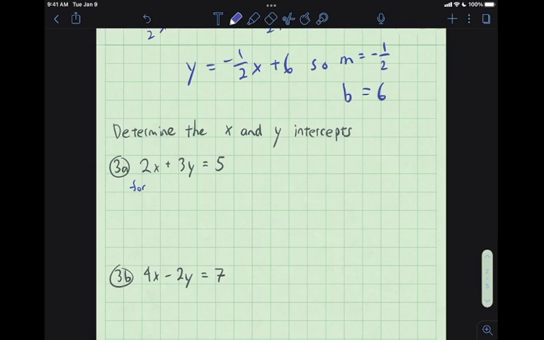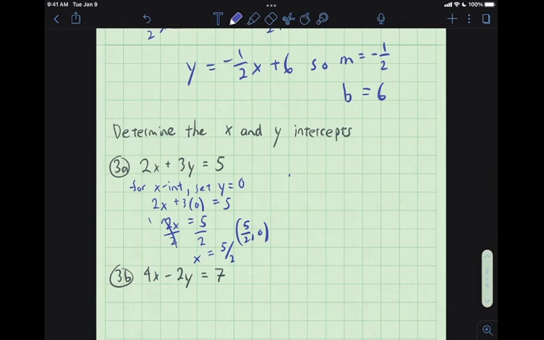So for the x-intercept, set y = 0. So our equation then becomes 2 times x plus 3 times 0 equals 5. Okay, we're left with this simple equation. You solve that, your x-intercept has to equal 5/2. So specifically, the coordinates look like this, okay? Then, that's for the x-intercept.